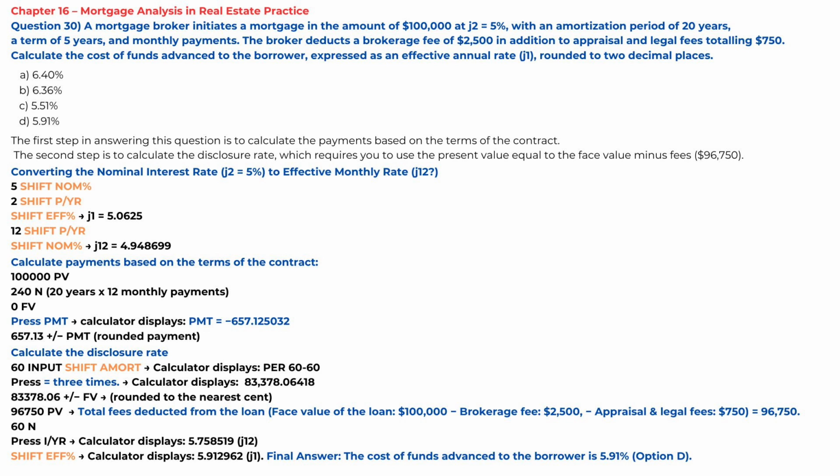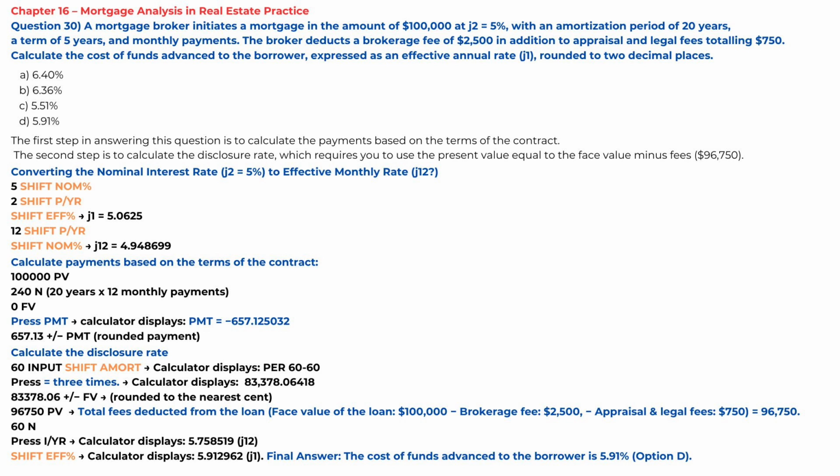The broker deducts a brokerage fee of $2,500 in addition to appraisal and legal fees totaling $750. Calculate the cost of funds advanced to the borrower, expressed as an effective annual rate, J1, rounded to 2 decimal places. The first step in answering this question is to calculate the payments based on the terms of the contract. The second step is to calculate the disclosure rate, which requires you to use the present value equal to the face value minus fees, $96,750.